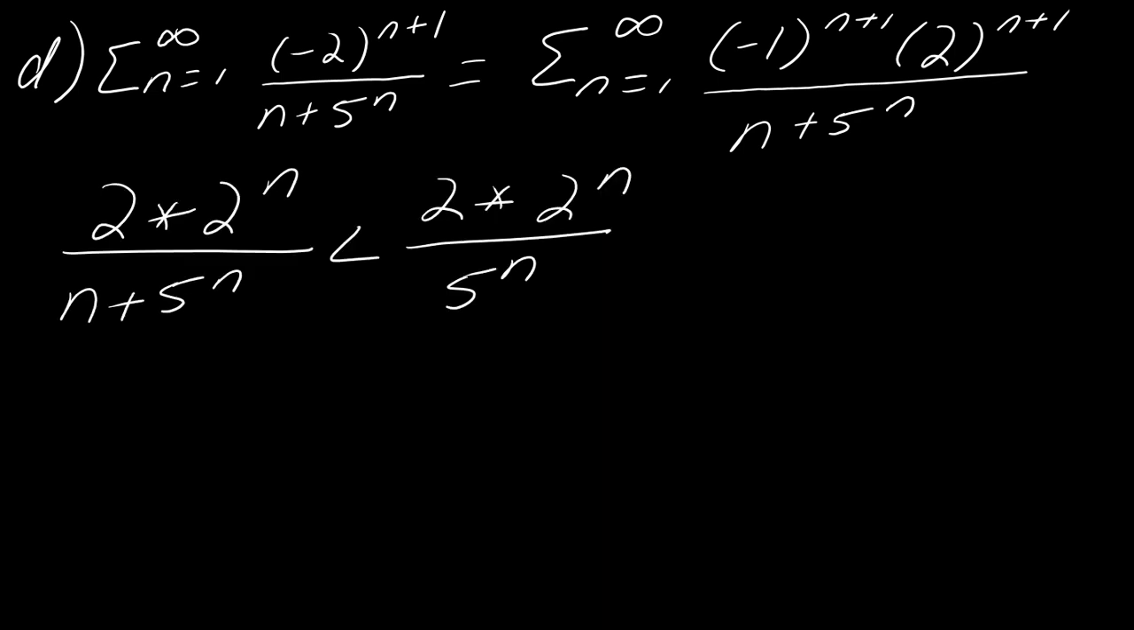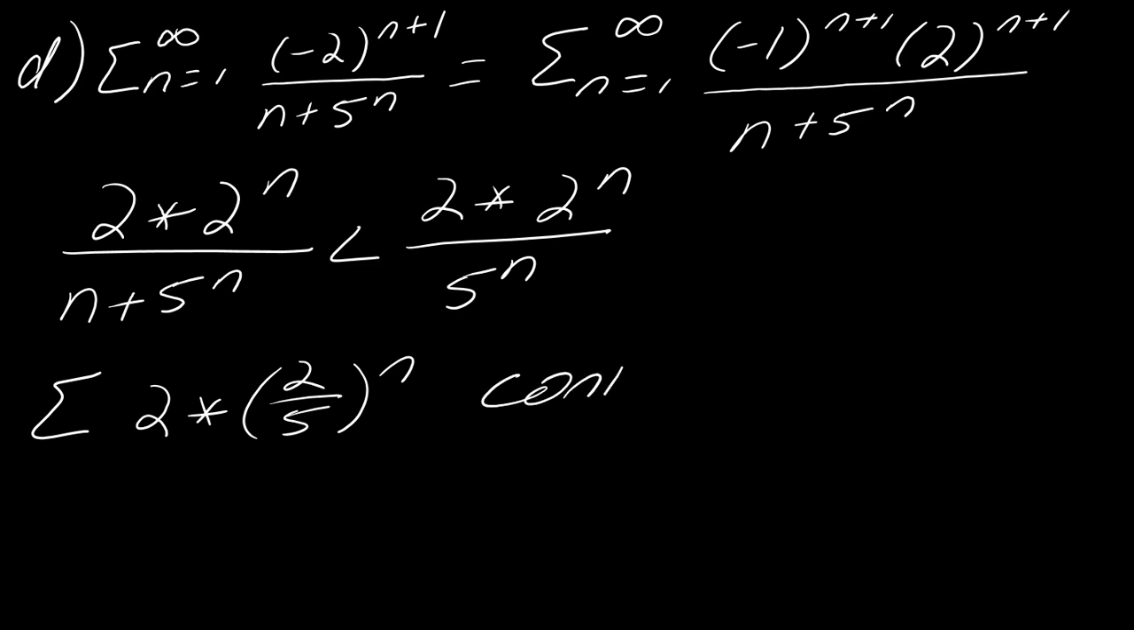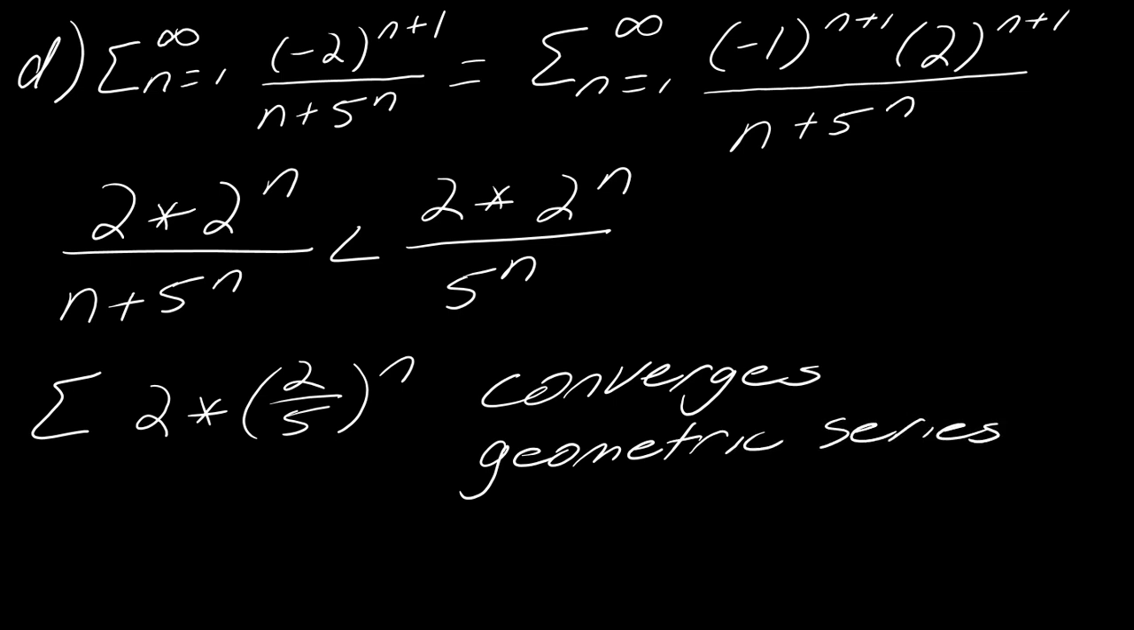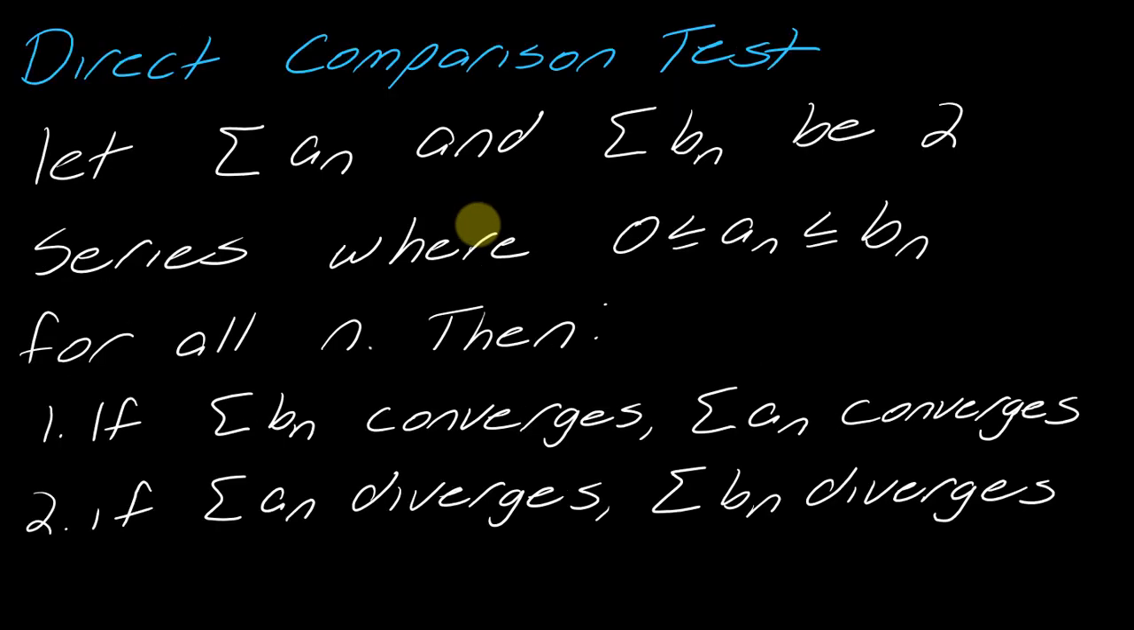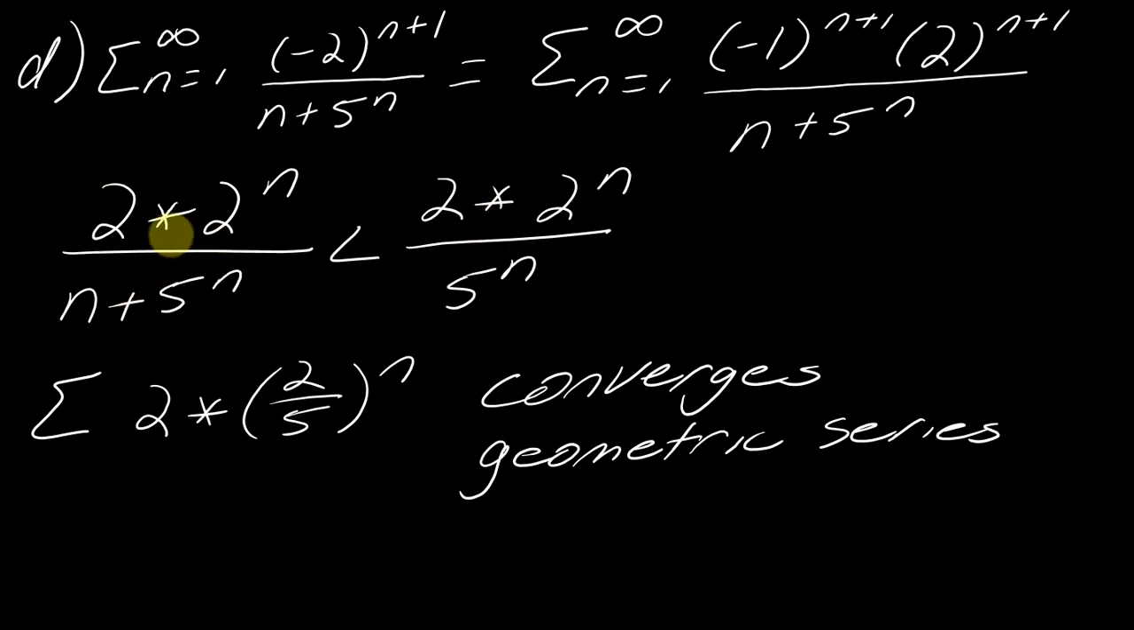So I've set up this comparison, and so I can say then this series here, 2 times, I'm going to rewrite this as 2 over 5 to the n. This actually converges because it's a geometric series. This is a fraction less than 1, so therefore this whole thing is going to converge. If this converges, then by the direct comparison test, I'll show it to you one more time. You can pause if you want to read it over. Then the original series is going to converge.